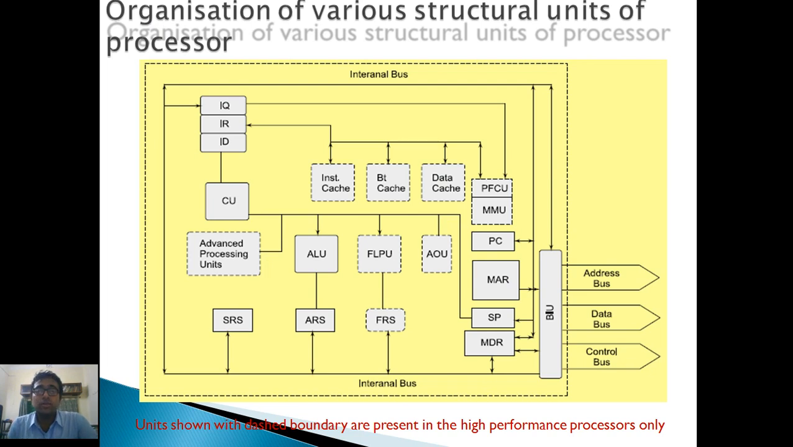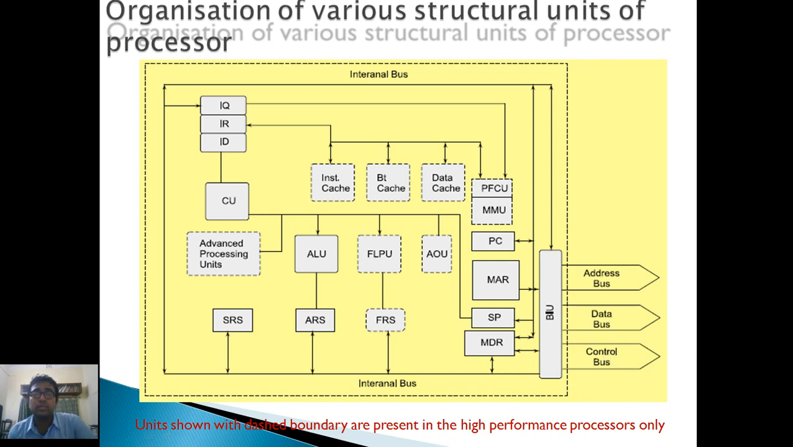Organization of various structural units of a processor. Those are what we have discussed. These are the internal buses, and this is the architecture of all the instruction sets and instruction registers: instruction cache, data cache, PFSU, MMU, PC, memory address register, memory data register, the arithmetic logic unit, fetch, AOU, advanced processing units. This is the bus: address bus, data bus, and control. This is the architecture.